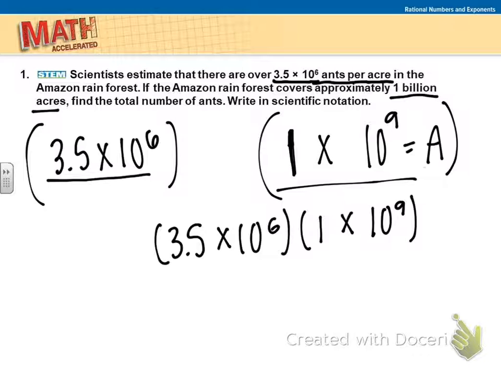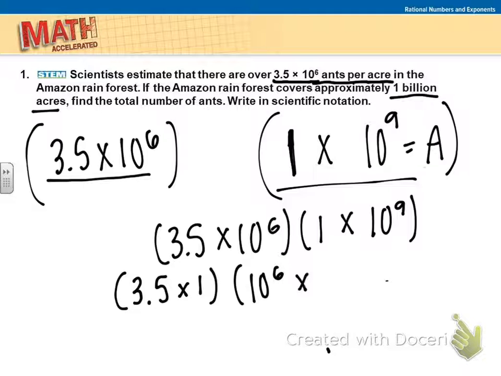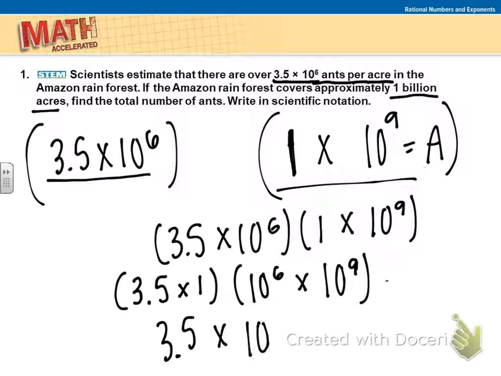Because of those, let's group together our two factors, which are 3.5 and 1, right? Then let's group together our powers of 10, which are 10 to the 6th and 10 to the 9th. Now I can work this problem and keep it in scientific notation, because what's 3.5 times 1? Then I have times 10 to the what power?